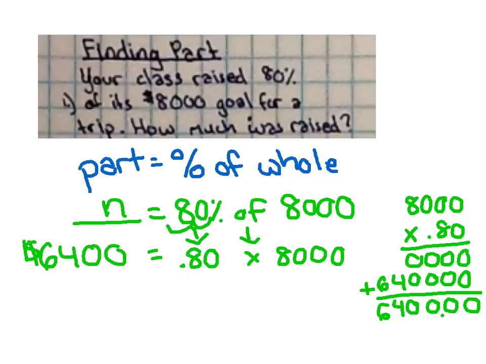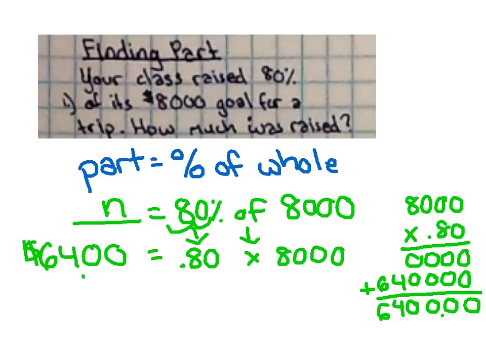And you want to check to make sure your answer makes sense. So 80% is a pretty big chunk of 8,000. So 6,400 is a good size amount of 8,000. So my answer does make sense. Okay, copy this down, and if you need to, pause the video so you can get this down.